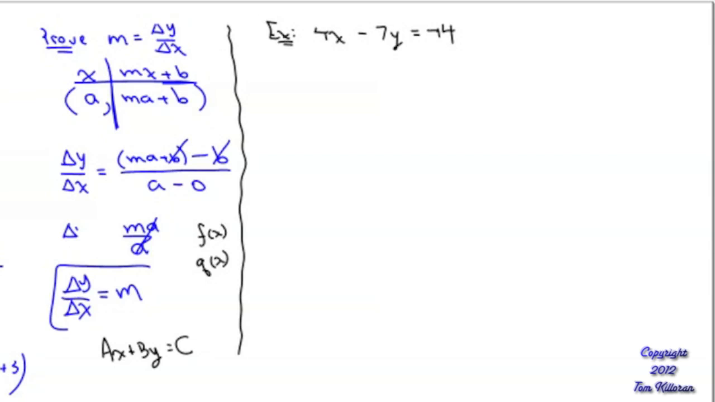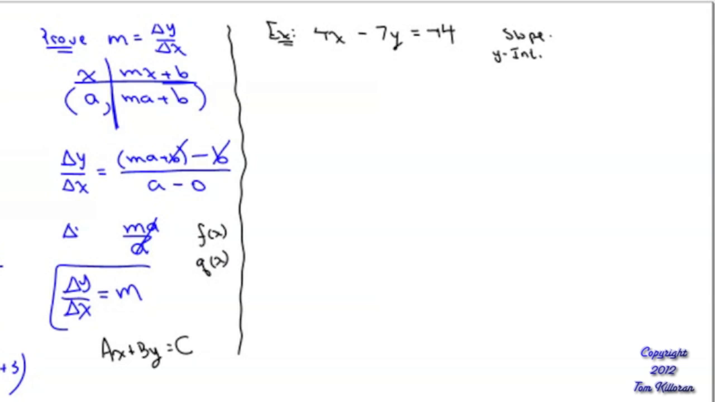Okay, so 4x minus 7y is equal to negative 14. I want to know the slope and the y-intercept. So the invisible directions here are what? Get the y by itself. Solve for y, because you need to get it into this format over here, y equals mx plus b.